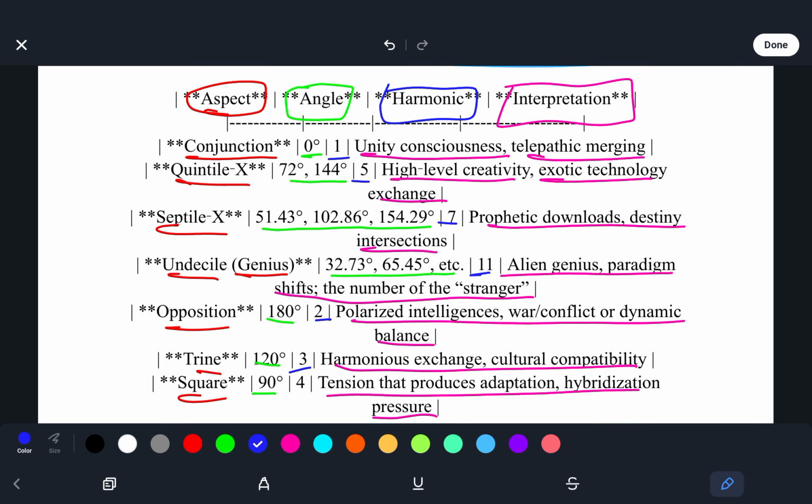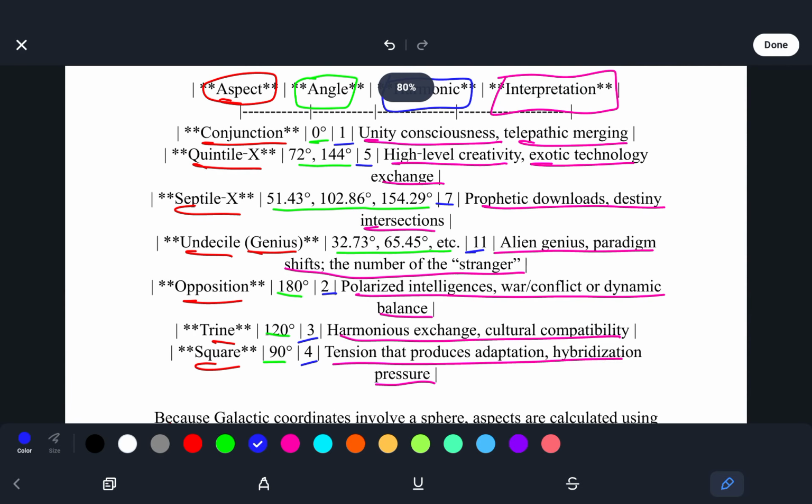All right, and then for quintile X, essentially its angle is 72 degrees, 144 degrees as well. Its harmonic is 5, and we interpret high-level creativity, exotic technology exchange. For septile X, we see the angle degrees 51.43, 102.86, and 154.29 degrees. 7th harmonic, and it's prophetic downloads, destiny intersections.